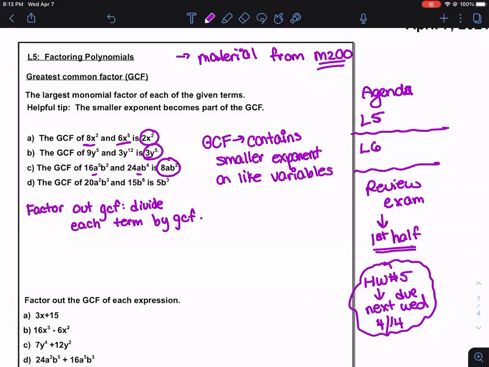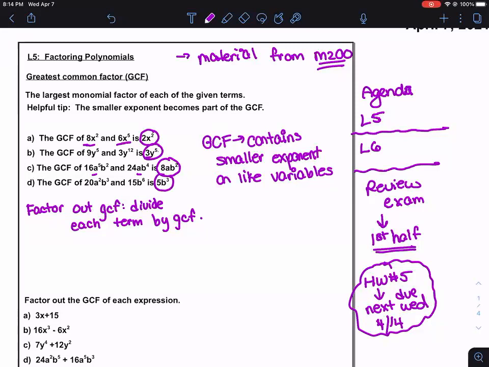And finally, we have d. So 20 and 15, the largest value that goes into those is 5. I have an a squared in the first term, but no a in the second term. So a is not part of our GCF. And then I have b to the 3 and b to the 6. So b to the 3 is the smaller exponent.